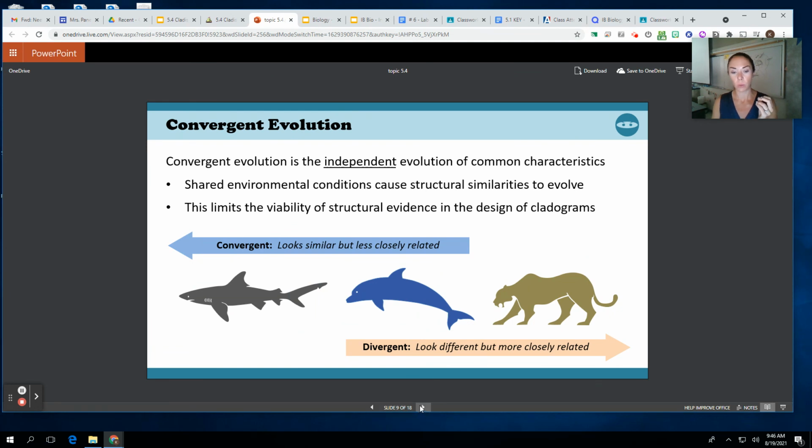Okay, all right, so we'll look at this last thing and then I'm going to pause it. So convergent evolution is where I have an independent, okay, never mind. I'm going to pause it, I'll come back.